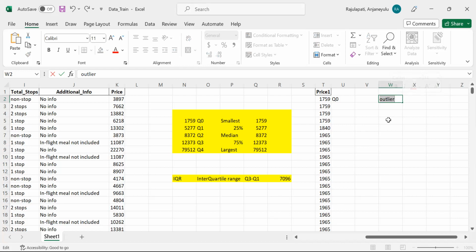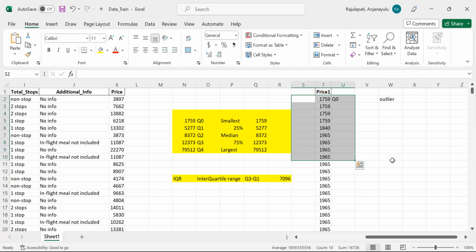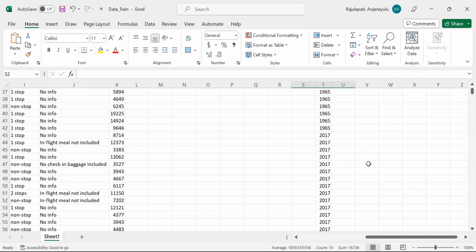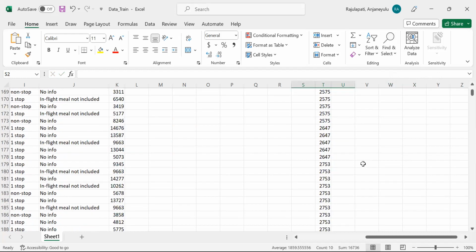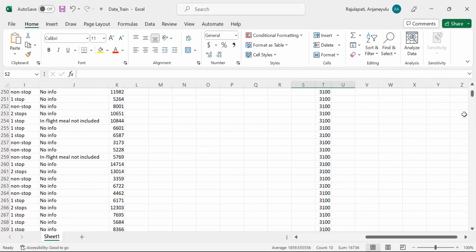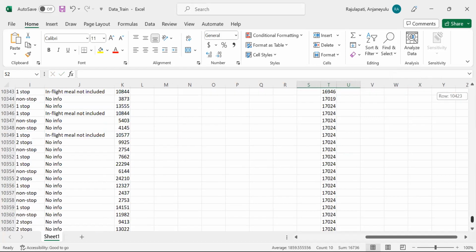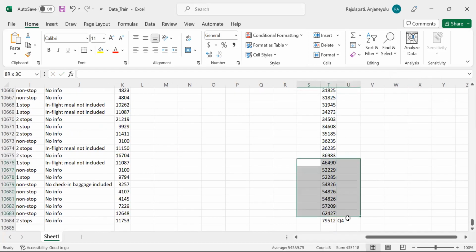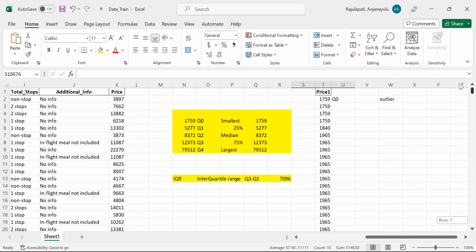So how can we calculate what outliers are there in my data set? For calculating the outliers, you might have them at the smaller side, or else the outliers could be at the larger side, at the Q3 side. So I would like to go for finding the outliers. Outliers could be larger data, outliers could be smaller data also.